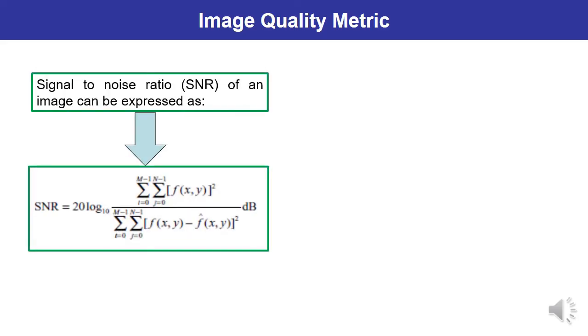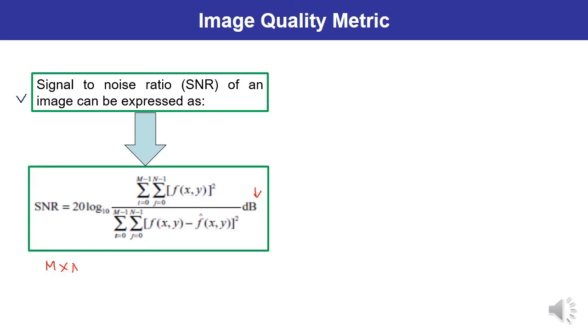The signal to noise ratio of an image can be represented in this way; the formula is written over here. You can see that the signal to noise ratio is written in dBs, so 20 log base 10 is taken here, and we have assumed that the image is of size M cross N.